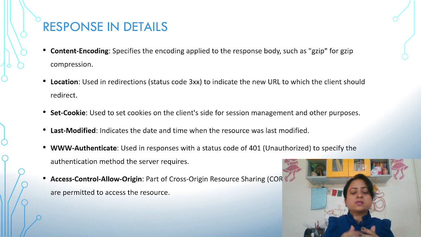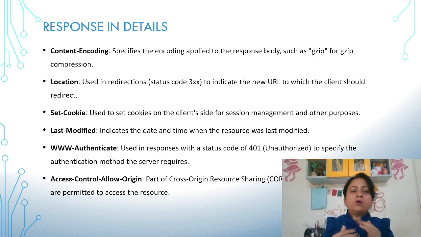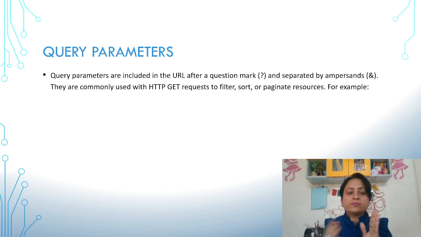Then we have access control allow origin. It is a part of cross origin resource sharing, CORS. It specifies which origins are permitted to access the resource, like from which origin or which sites you can access that resource. So we can put it over here. So these are all the parts of your response header. Now, after discussing request and response, those are very important. In any API, you have the request and response.